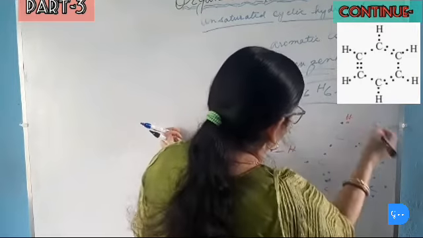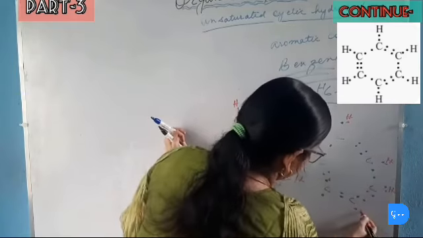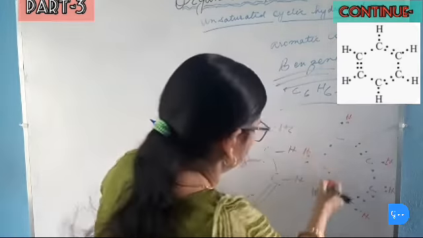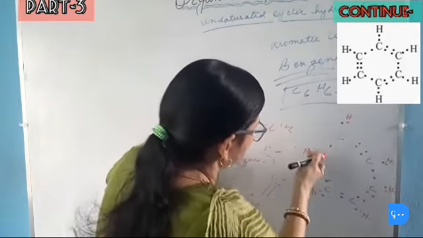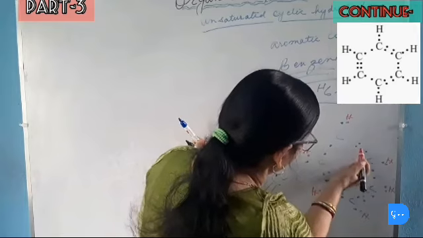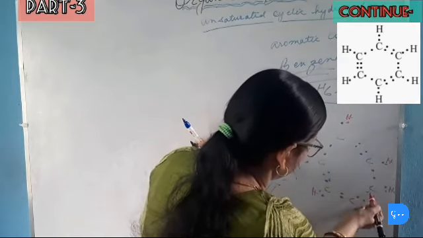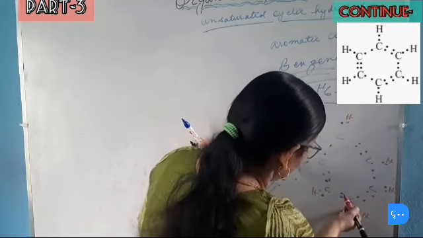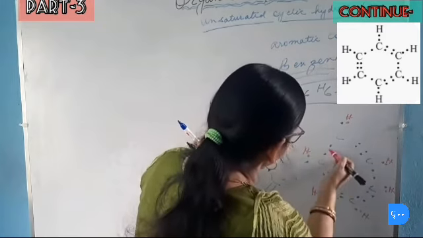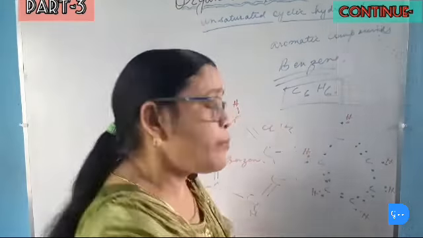Hydrogen, hydrogen, hydrogen, hydrogen, hydrogen, hydrogen. So there are 6 hydrogens: 1, 2, 3, 4, 5, 6. Here is a carbon-carbon double bond because there are 4 electrons or 2 pairs of electrons. Here a single bond because only 2 electrons or 1 pair of electrons. Here 4 electrons, so double bond. Here 2 electrons, so single bond. Here again 4 electrons, so double bond. Here 2 electrons, so single bond. So this is the electron dot structure of benzene.